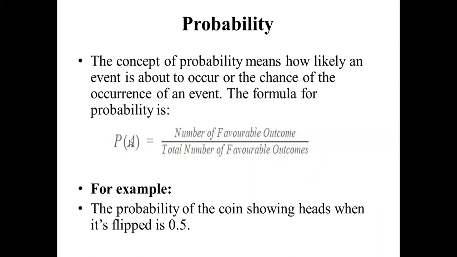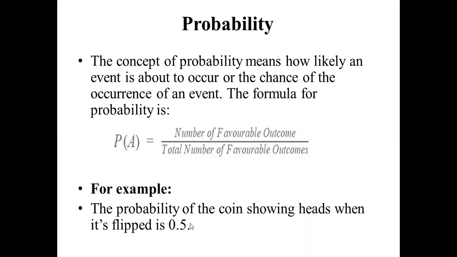So if I wanted to say that this A might happen out of all the possibilities, then the probability is the number of favorable outcomes, which means the outcomes that lead A to happen, divided by the total number of outcomes, where A can occur or A may not occur.